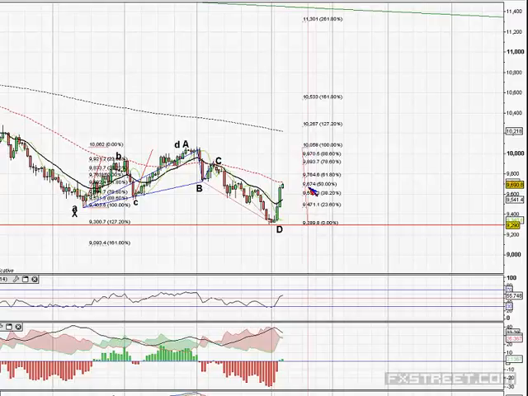Okay, we're at 50 now. Probably going to push up to 61.8. I'd be very careful of my resistance level, which is 97.22. But I would say it's getting toward the end.